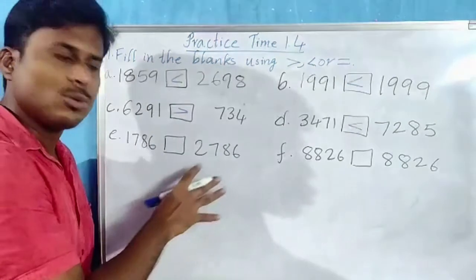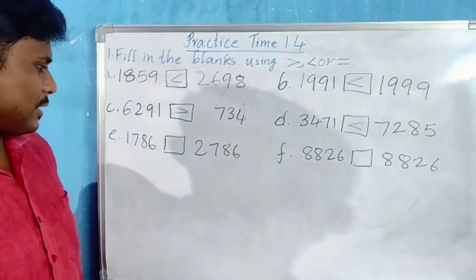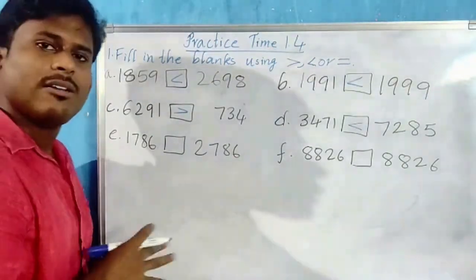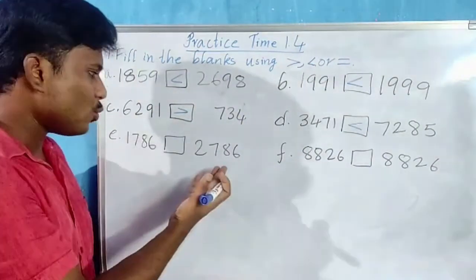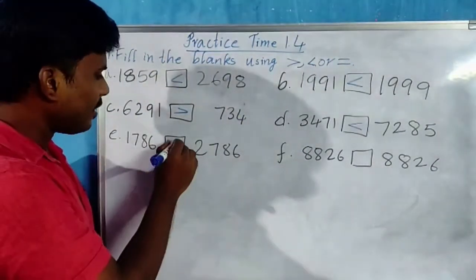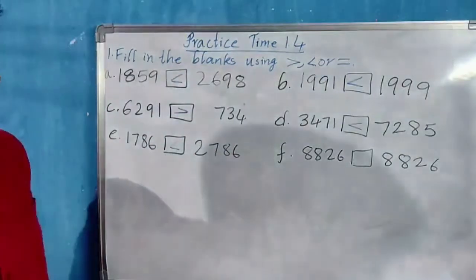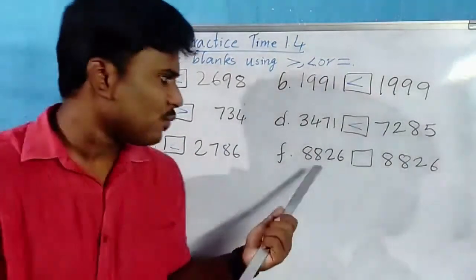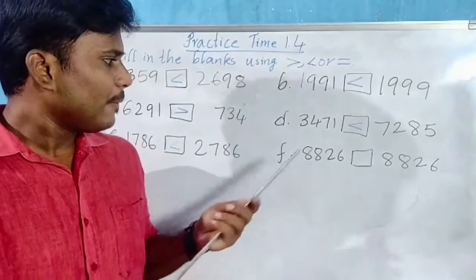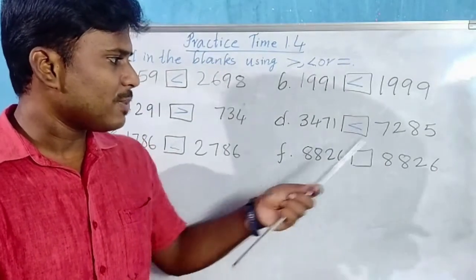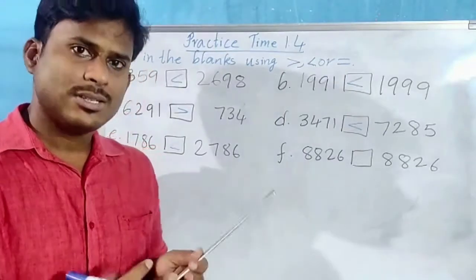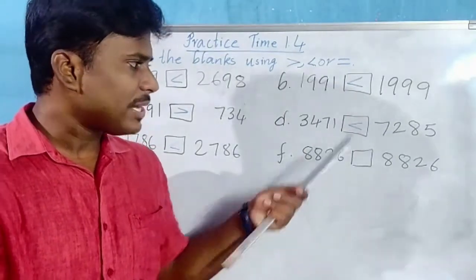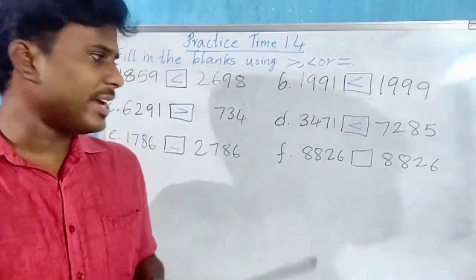1786 on the left hand side, 2786 on the right hand side. In the thousands place we have 1 here, 2 here. 1 is less than 2. So this total number will be less than this number. And last, see here, 4 digits, 4 digits. First digit 8 in the thousands place, same. Hundreds place 8 and 8, same. Tens place 2 and 2, same again.